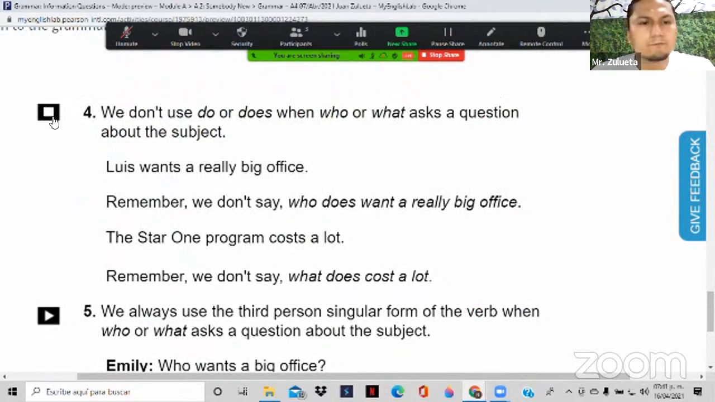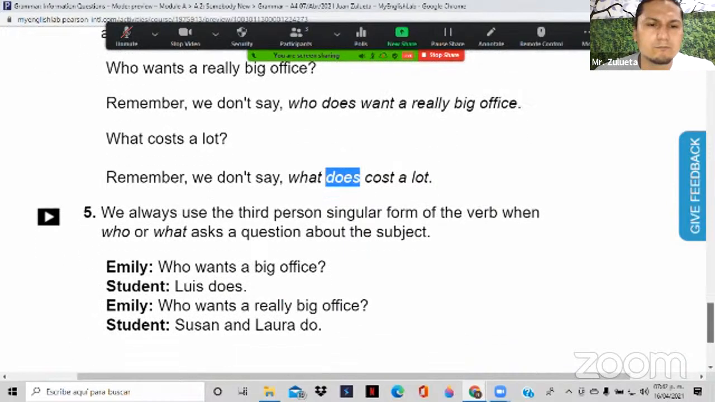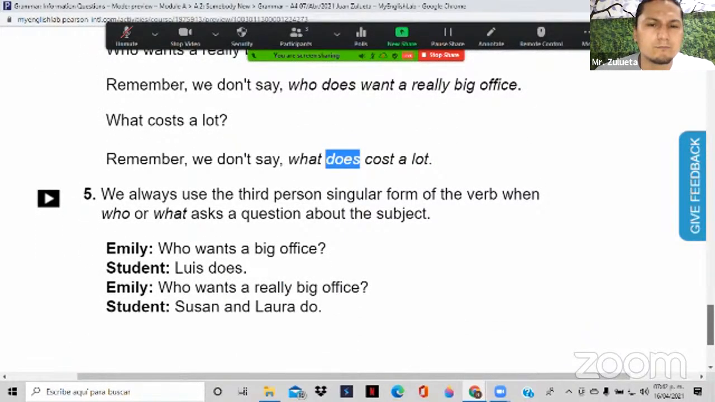We don't use do or does when who or what asks a question about the subject. Luis wants a really big office. Who wants a really big office? Remember, we don't say, "Who does want a really big office?" The Star One program costs a lot. What costs a lot? Remember, we don't say, "What does cost a lot?"